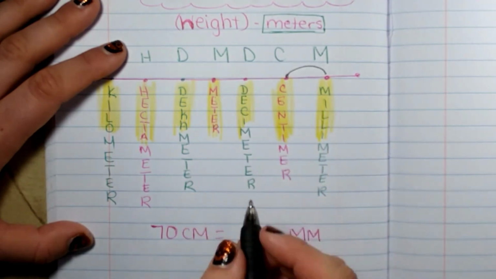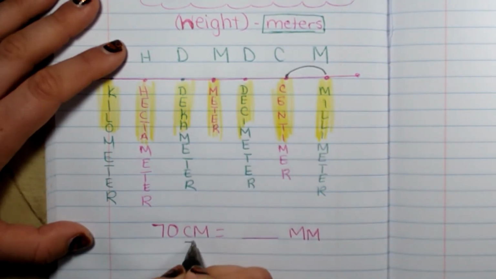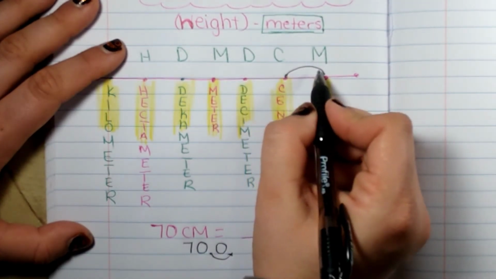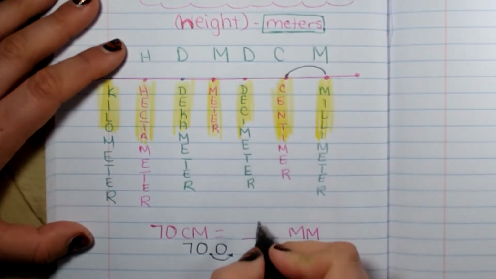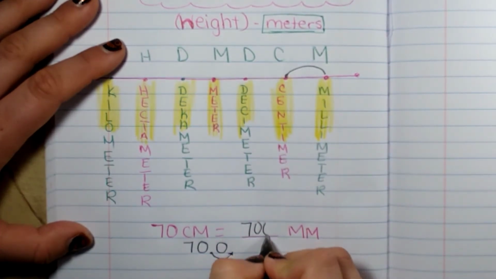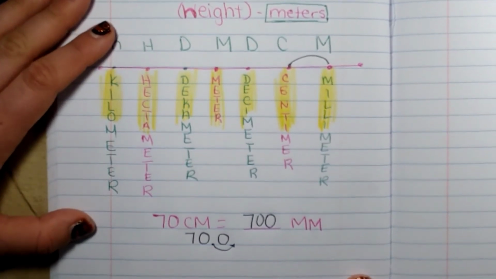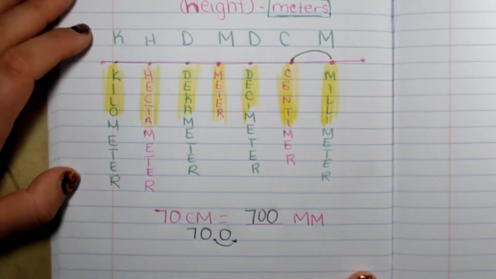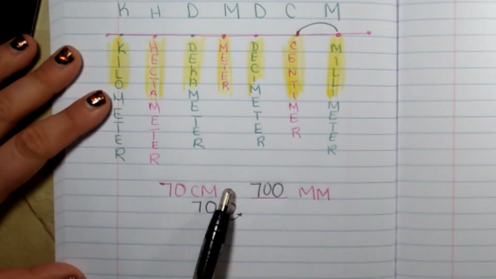1 time. So what I'm going to do is I'm going to take this 70 here. Remember, our decimal is always at the end if we don't have it. And I'm going to move the decimal 1 point to the left because that's what I did on my chart. So it is actually 700 millimeters. So it's kind of like when we did place value a little bit. Let's do another one.